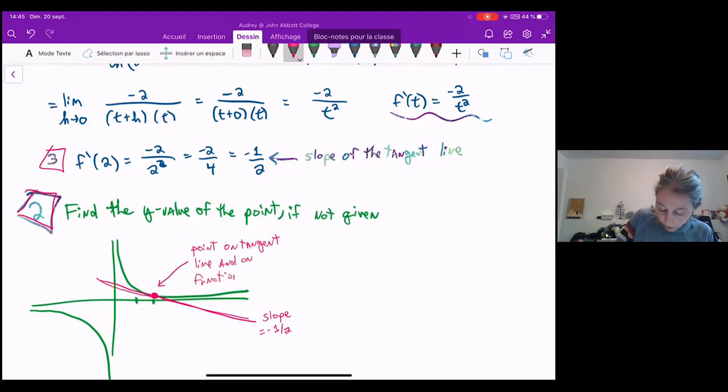So to find the y value of my point, I know the t value is 2. I can just plug it into the original function, not into my derivative. My derivative gives me slope. My original function gives me a y value. So find the y value of the point, if not given, by plugging into the original function.